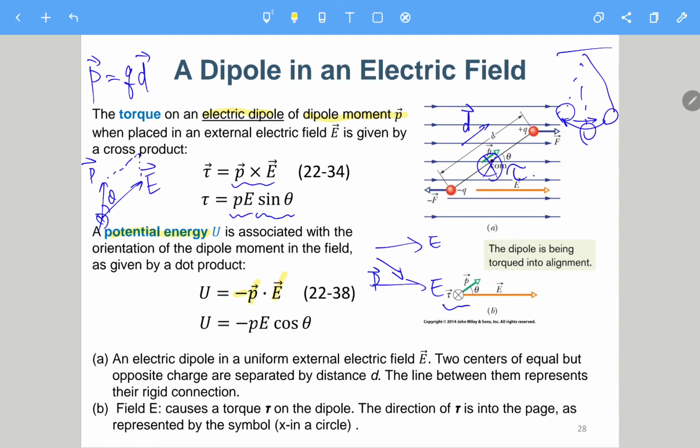For the dot product, we have P dot E, and then we multiply by the cosine theta. We have P, we have E, and the dot product involves cosine theta, so this one is P cosine theta. This is theta. The projection of P on the E vector is P cosine theta, the magnitude of it. And for sine theta, actually sine theta is like this.